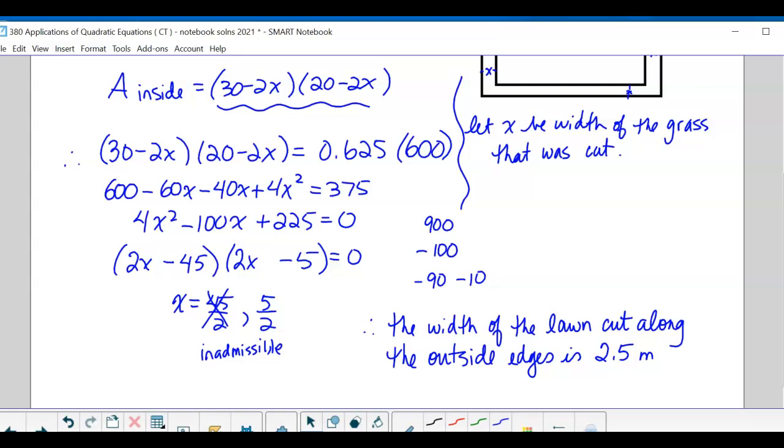Okay, so this one doesn't make sense for the diagram. That would be 22.5? Well, you don't even have enough to cut out on the width for that. I did convert it to a decimal because it's an application question. Certainly you can give fractions as well.